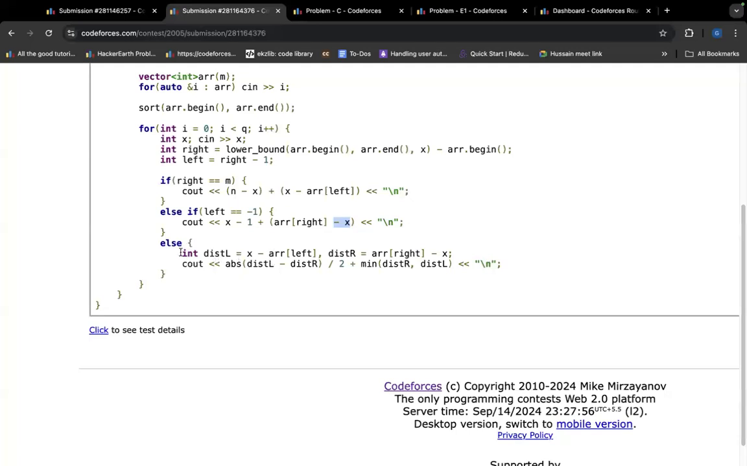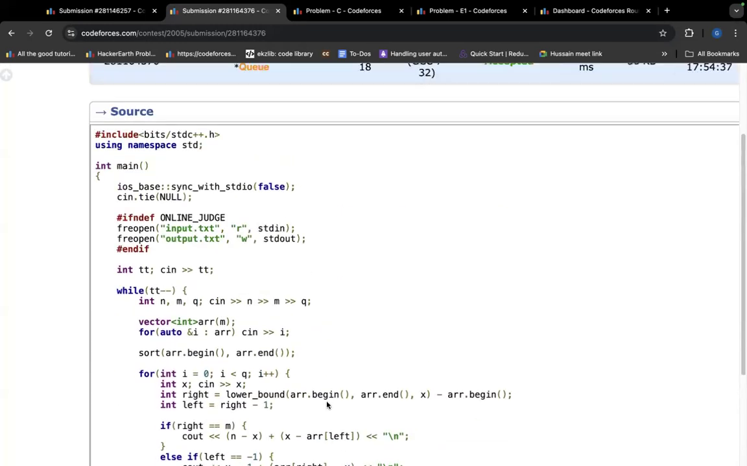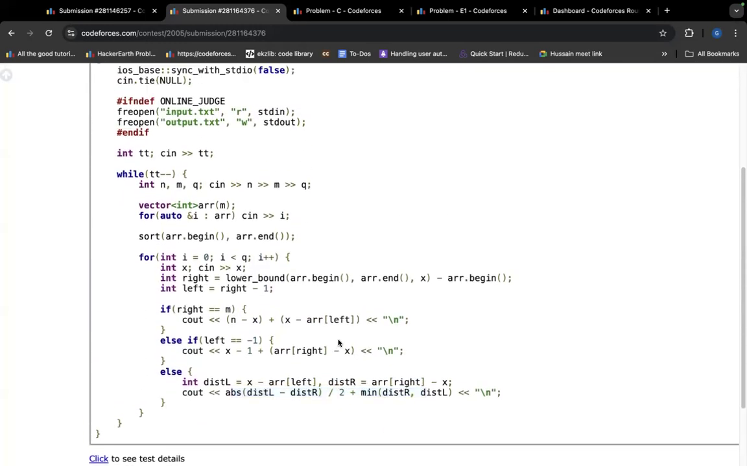Now, the next case that we discussed, I know my distance from the left, I know my distance from the right. I would be making absolute of distance L minus distance R, divided by 2 moves. And after doing these many moves, how many moves would it take for the teacher or police to catch me? It would be minimum of distance L, comma, distance R. That is all. You can see it's a very straightforward and clean solution. It's a big O of n log n plus q log n solution. Is this much clear, guys?